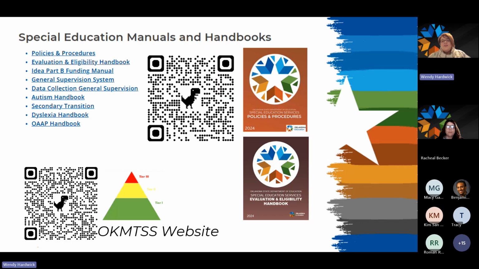These are some other areas where you can get more information on behavior and reacting to behavior, conducting FBAs, and conducting BIPs. We have our policies and procedures, and we have our evaluation and eligibility procedures book. I'm going to open it up for some questions, if anybody has any specific questions on conducting FBAs or BIPs.